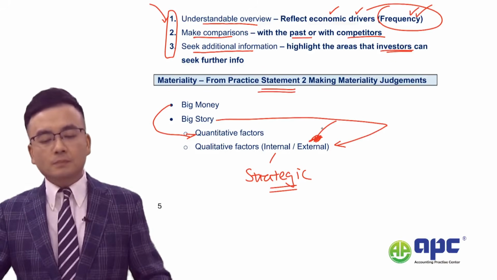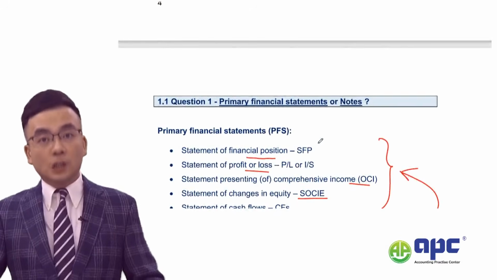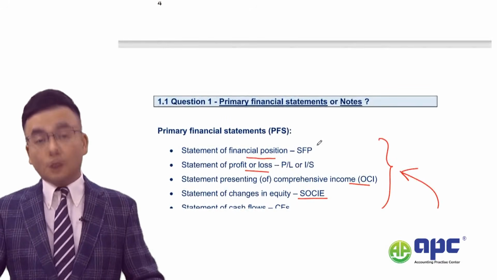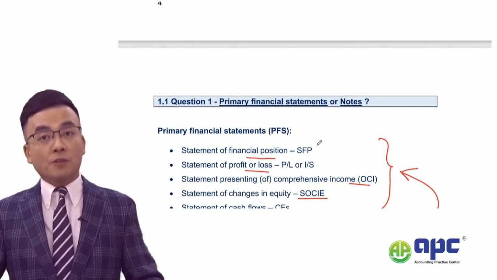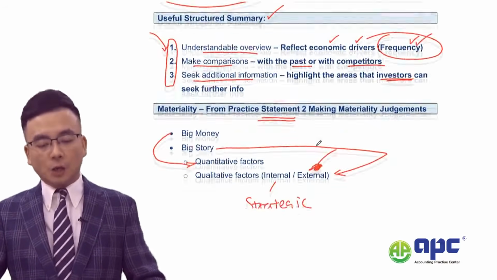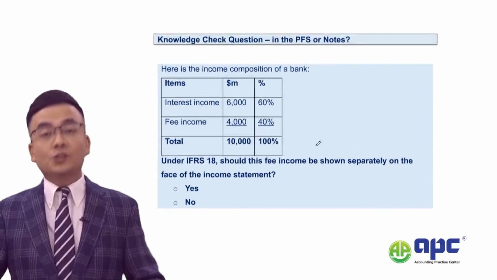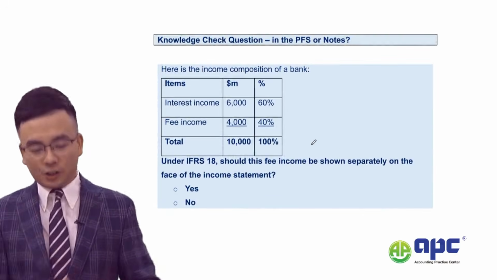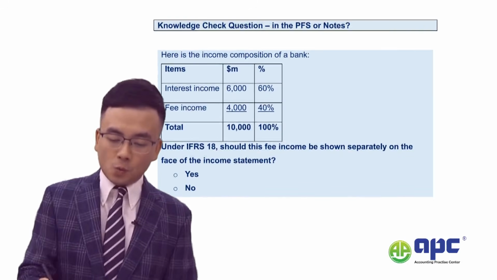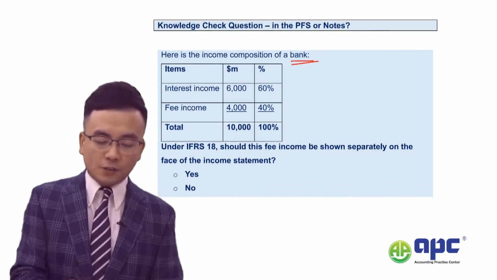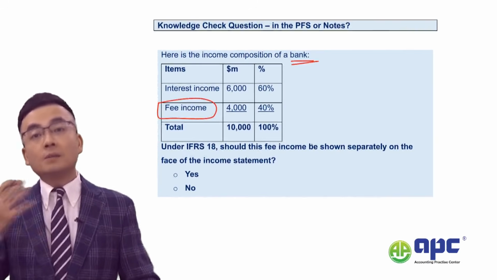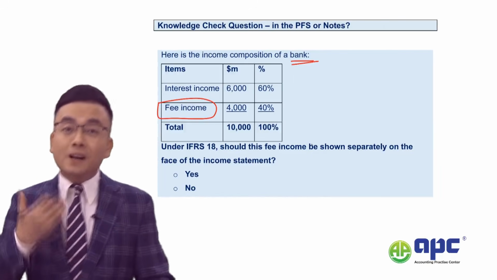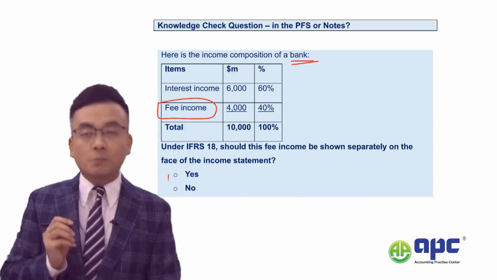All right. Now, after you look at the first question, where does the transaction go, either in the primary financial statement or in the disclosure notes, it's time that we do a quick question on this. For example, we've got the bank, we've got the fee income. Do we present that separately onto the face of the P&L? Well, I think the answer would certainly be yes.